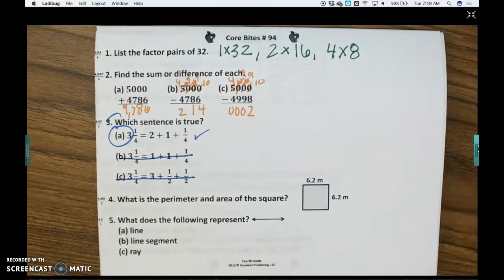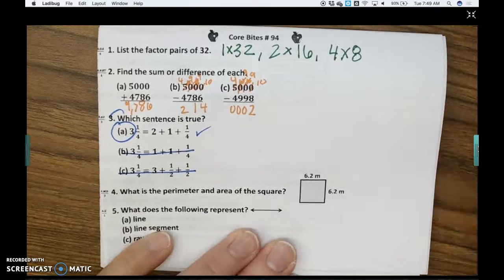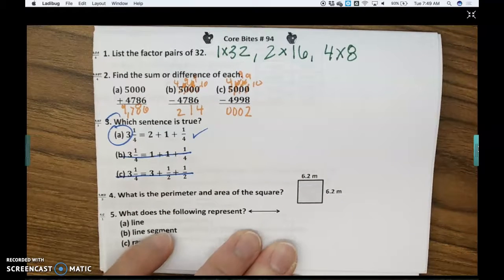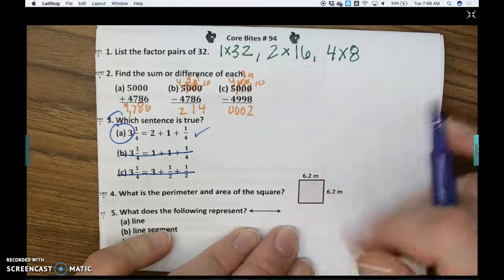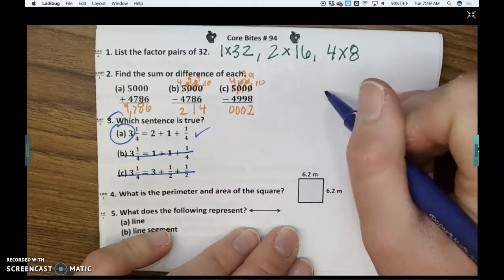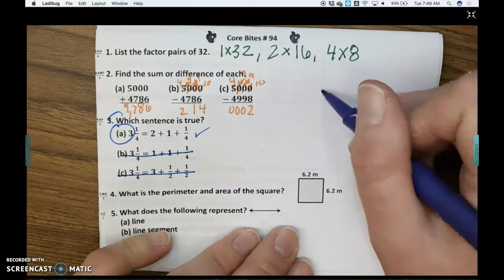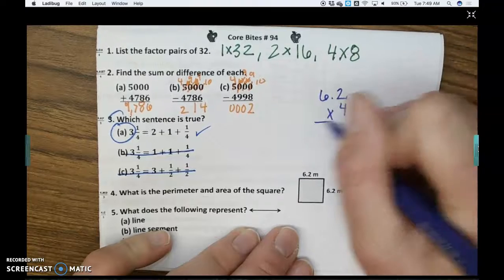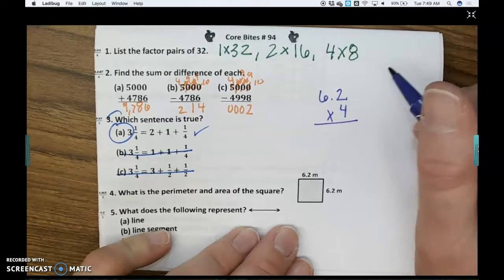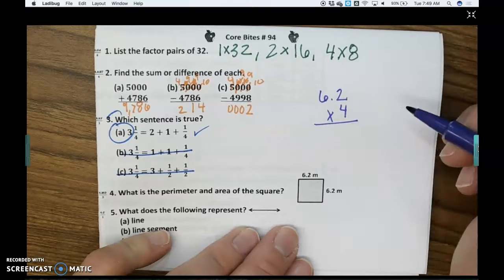For number 4, what is the perimeter and the area? So for perimeter, you just add all the sides together. So it is a square, so you could actually multiply it or just add 6.2 meters 4 times. So I'm just going to multiply it because we know they're all the same size. So you're going to do 6.2 times 4, or you could do 6.2 plus 6.2 plus 6.2 plus 6.2.